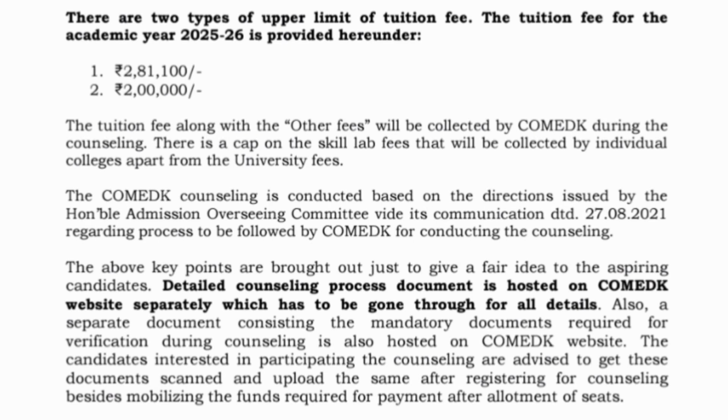Now in the second page they talk about the two types of upper limit of tuition fees. What is given here is nothing but tuition fees. So there are two types of tuition fees. Top colleges' tuition fees will be 2,81,100, and for the second tier of engineering colleges in Karnataka, the tuition fee will be 2 lakh rupees per year. You can see it is clearly mentioned: this is only tuition fees.